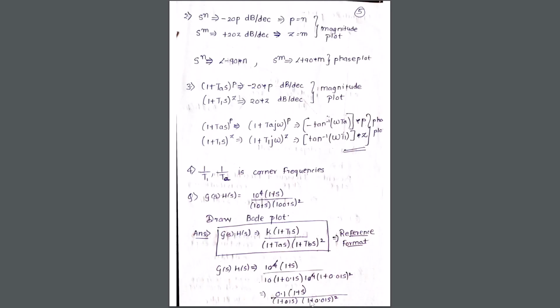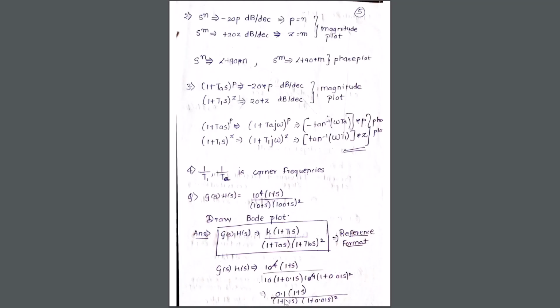Now after my 10, I have previous plus the present. What is my previous? Previous is plus 20. Present is what? It is in the denominator, right? 1 plus 0.1 into s. Hence it is minus 20 into p. P is only 1 because I have only one pole for 1 plus 0.1 into s. Hence I have minus 20. 20 minus 20 is 0.